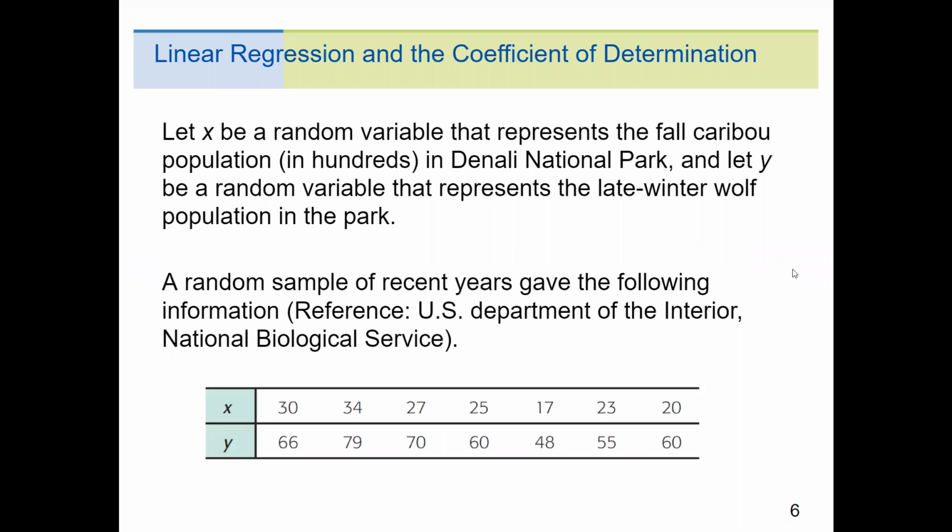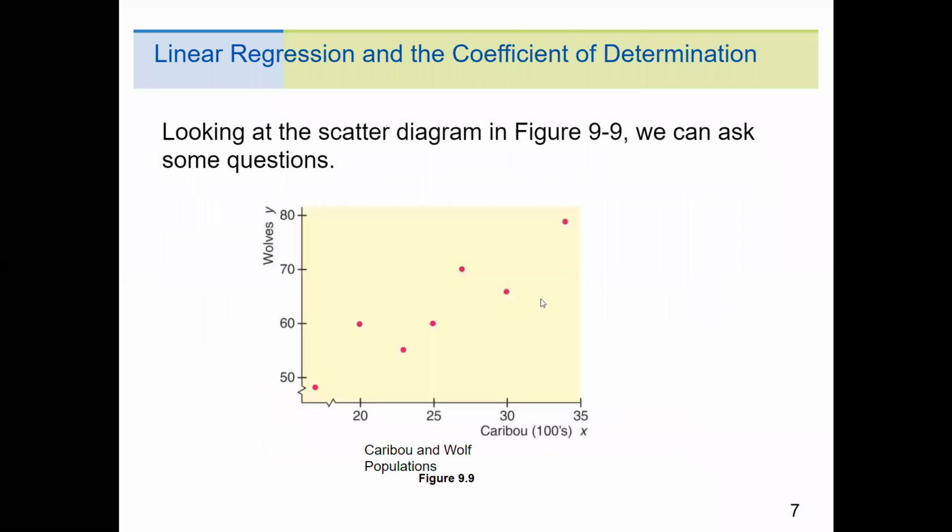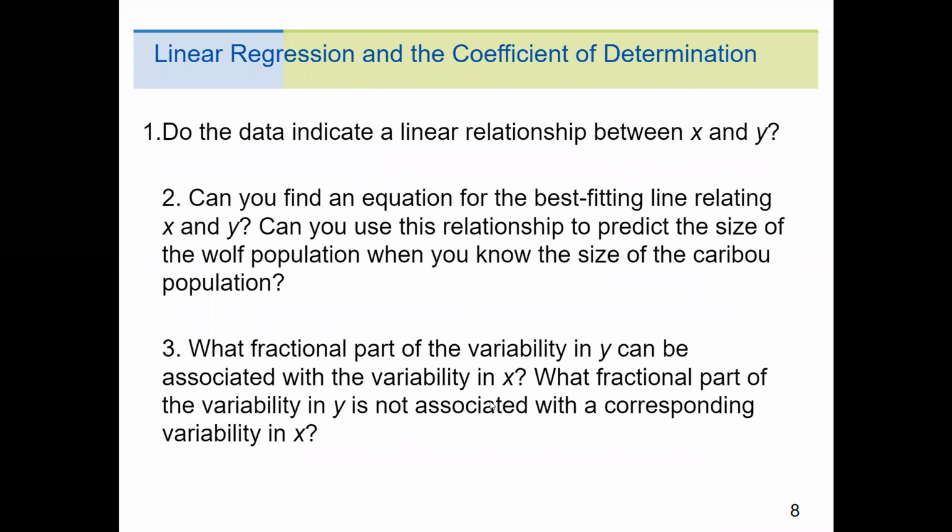Let X be a random variable that represents the fall caribou population in the hundreds in Denali National Park, and let Y be the random variable that represents the late winter wolf population in the park. A random sample of recent years gave the following information. Again, you can see that they gave reference to their source. And again, they made a scattergram. So now that they have this, they can ask some questions.